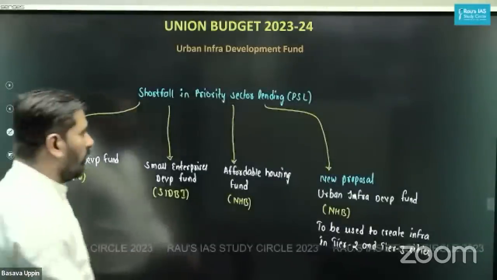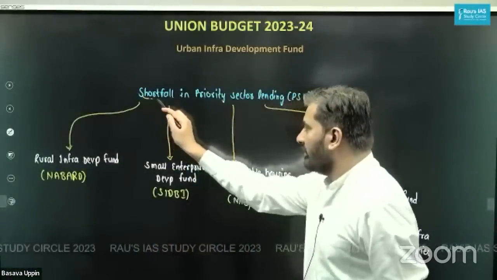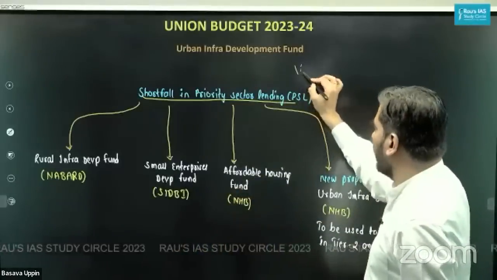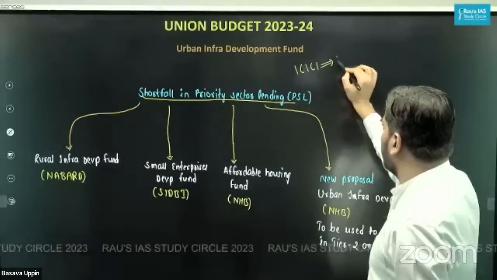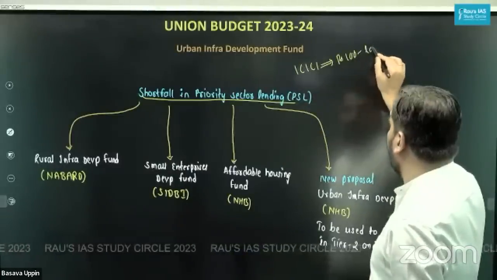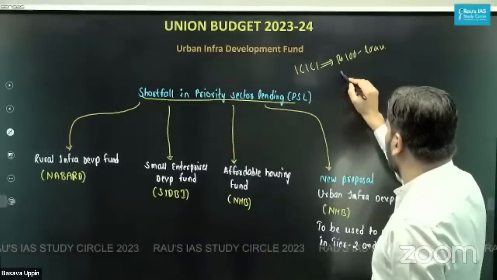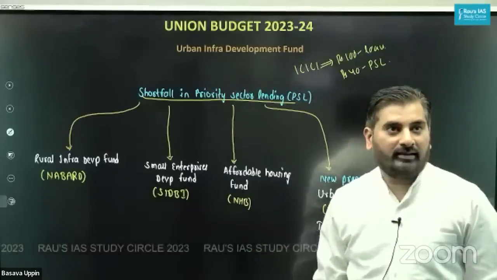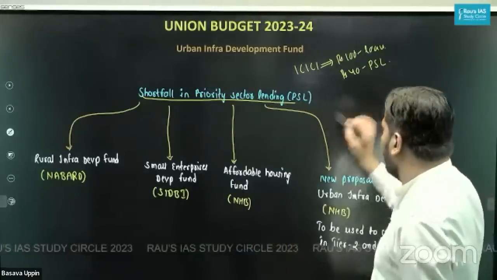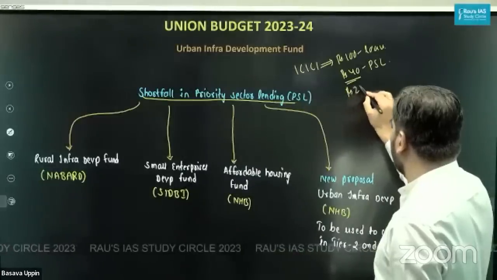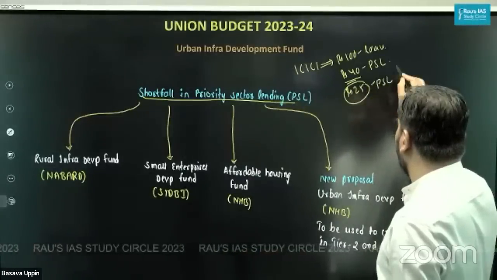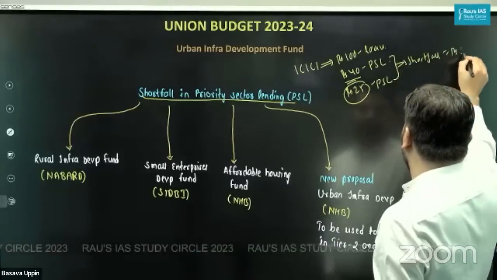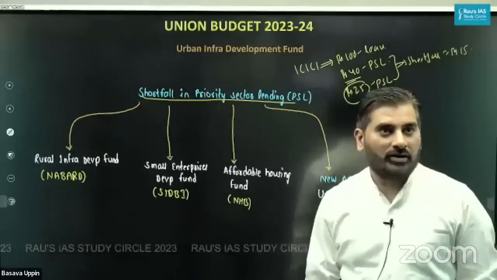Right now, what happens is whenever there is a shortfall in the priority sector lending target, for example, let's say you have ICICI Bank, it has given a total of 100 rupees in the form of loans, out of which it is required to give 40 rupees as loans to the priority sector. Let's say this ICICI Bank has not given 40 rupees, it has given just 25 rupees as priority sector loans. The shortfall in this case is how much? Rupees 15, right? Rupees 15 is the shortfall.